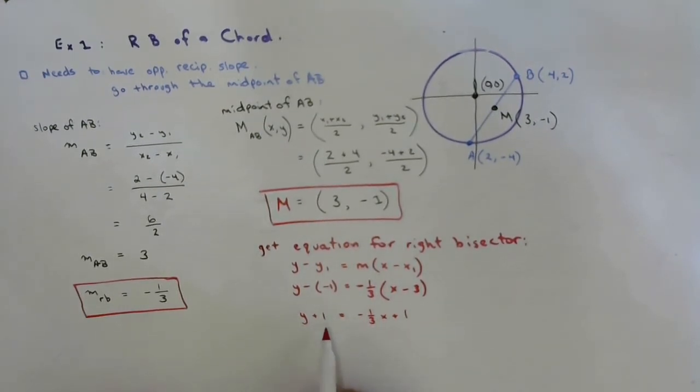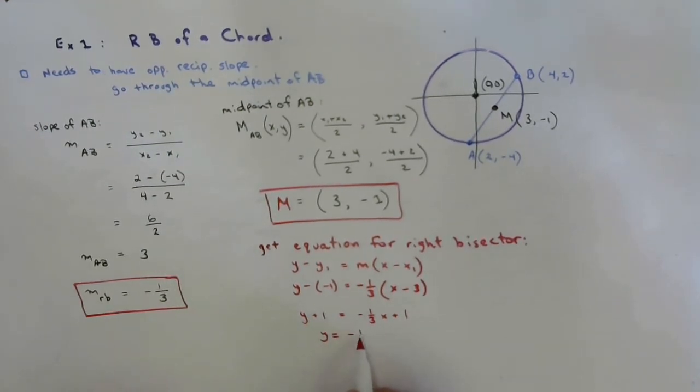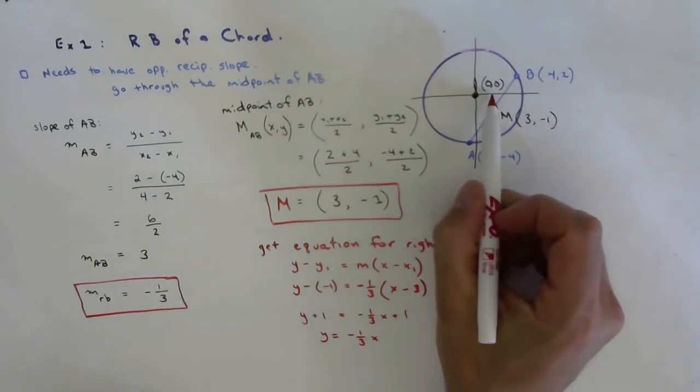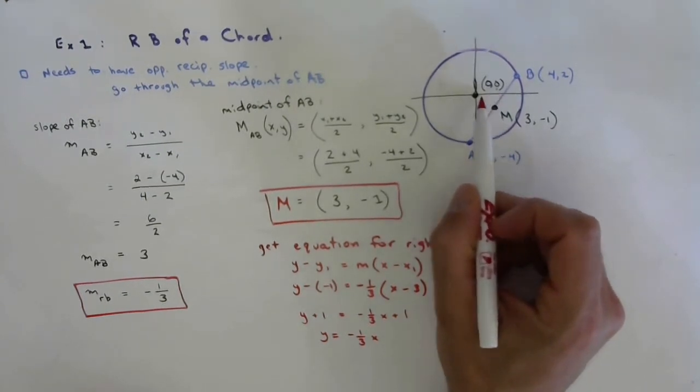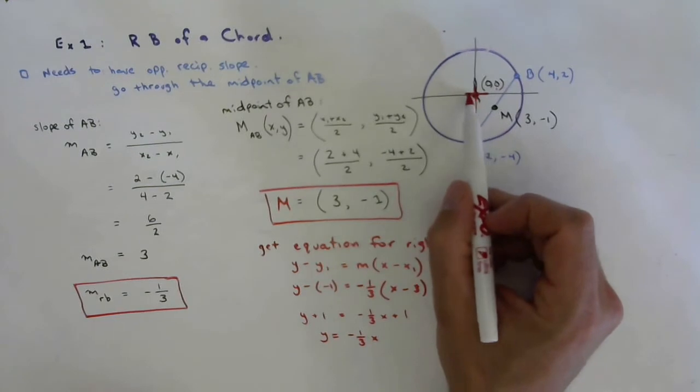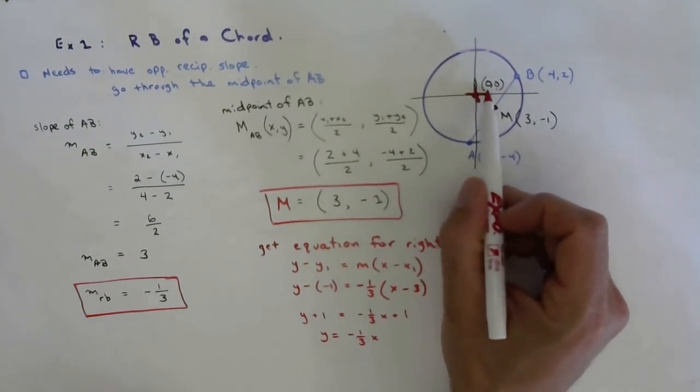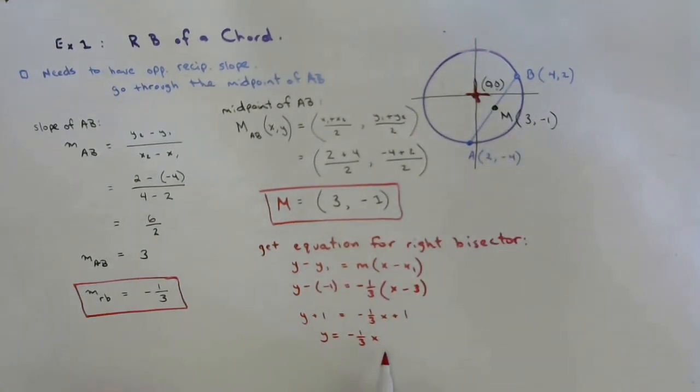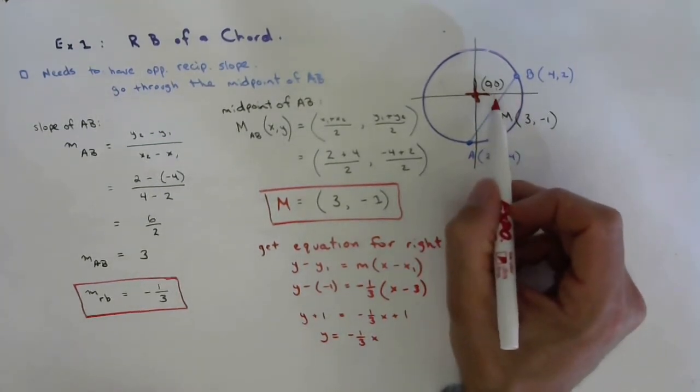How do I get rid of this 1 on the left-hand side? Subtract 1 from both sides. Y equals negative 1/3 x. Well, what do I know about the y-intercept? The y-intercept is 0. The y-intercept occurs where x is 0, and y is 0, which means we're going through 0, 0, which means we're going through the center of the circle.